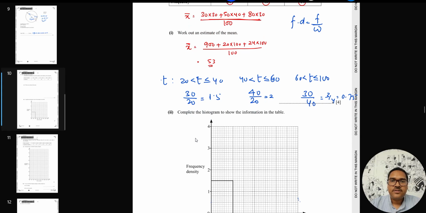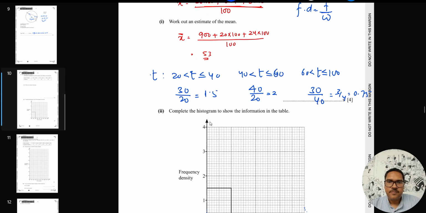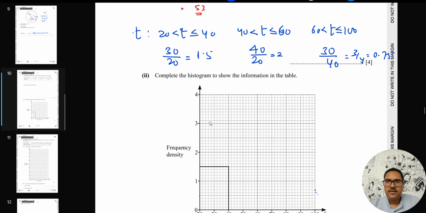Now these are the frequency densities which we have to plot. So you can see, I'll just zoom in a little. Now let's plot this. This first one is already given, 1.5. For 40 to 60, this is 2. So just plot the bar here for 40 to 60.